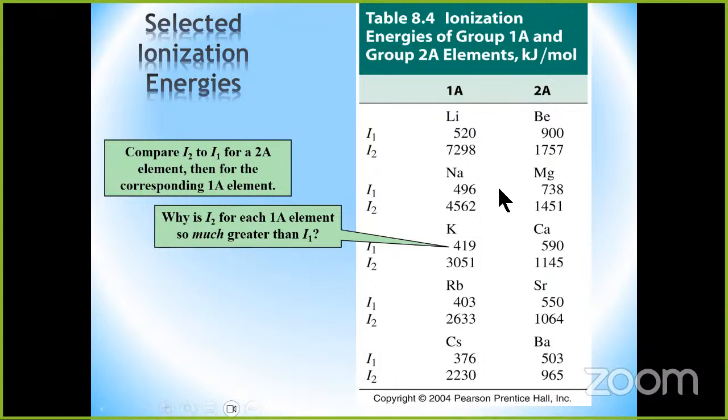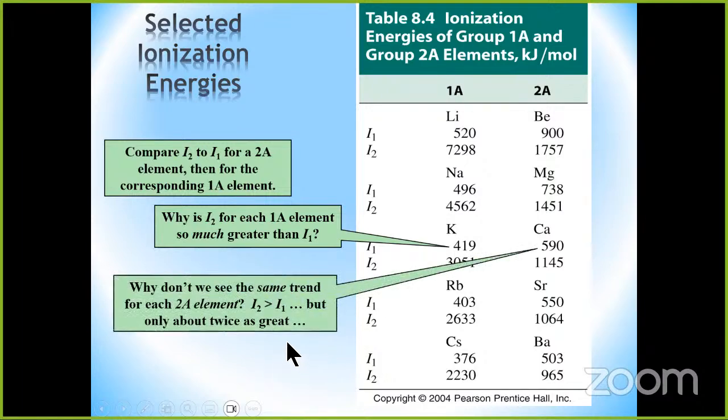And you see the same trend for comparing sodium to magnesium, potassium to calcium, rubidium to strontium, and cesium to barium, all right? So that's basically how we can explain those differences between the first and second ionization energies for group 1A and group 2A elements, all right?